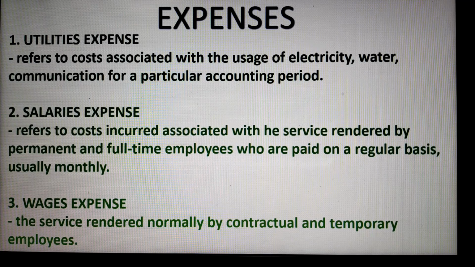Number 3 is wages expense. So the difference between the wages and the salaries expense is ang wages, the service rendered normally by contractual and temporary employees. So when you are a regular employee, kung naa kay regular employee nga ginabayaran nimo monthly, ang gamiton nimo nga account title is the salaries expense. Kung magbayad ka sa imuhang mga contractual or temporary employees or kada semana or kada adlaw nimo bayaran, wages expense ang imuhang gamiton para mabalaan kung pila gid kadako ang gakabayaran nimo sa salaries expense which is your regular employees ug pila pud kadako nga amount ang gakabayaran nimo sa imong mga contractual or temporary employees.